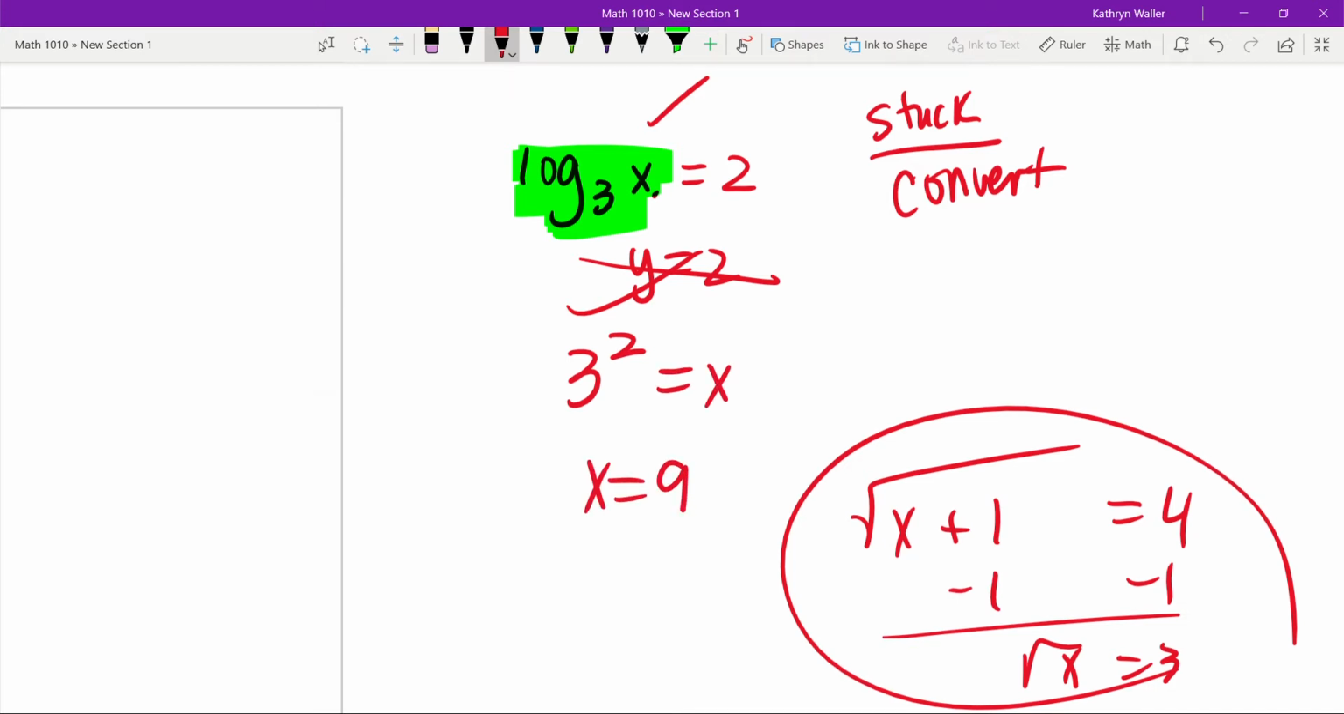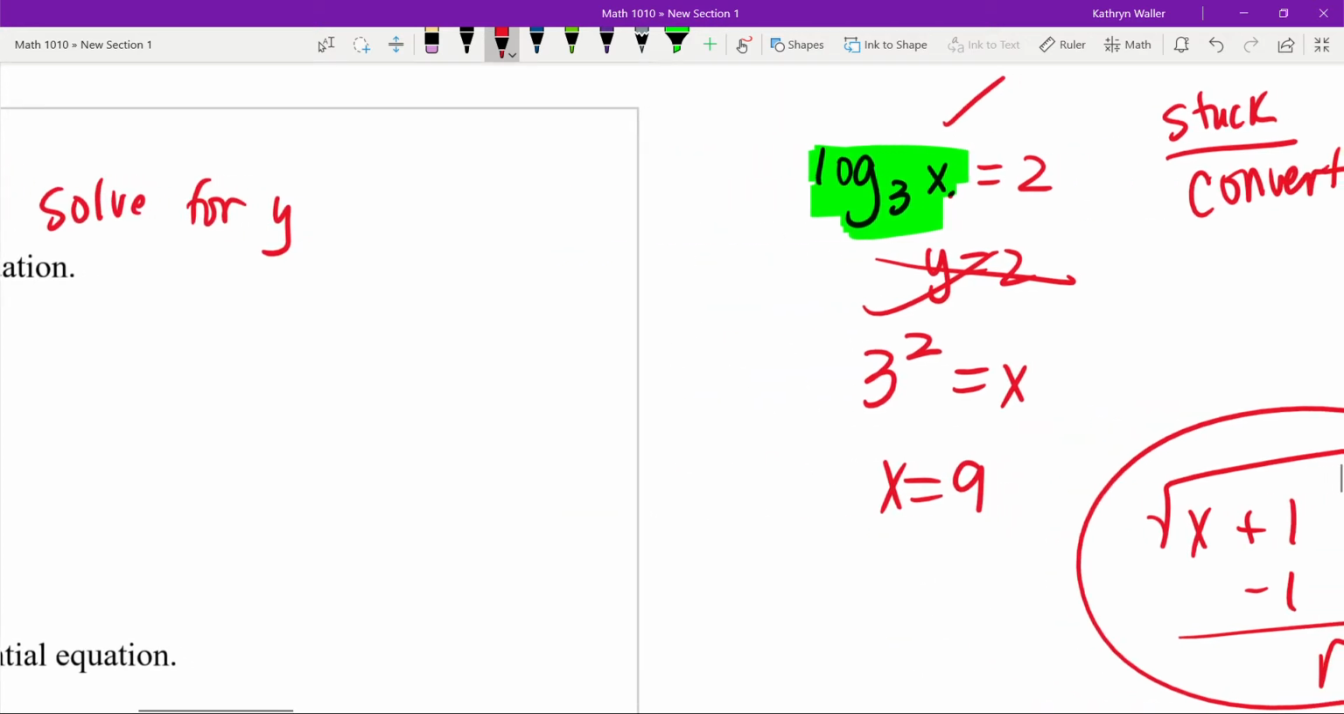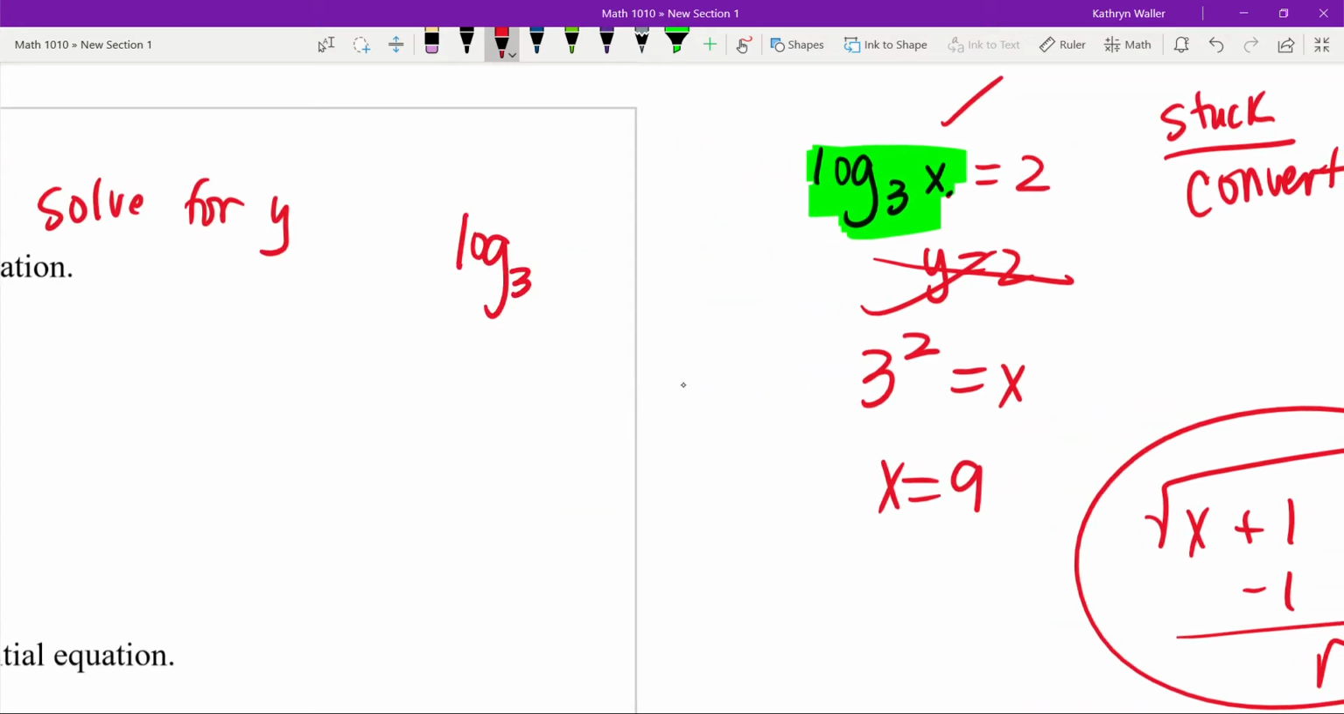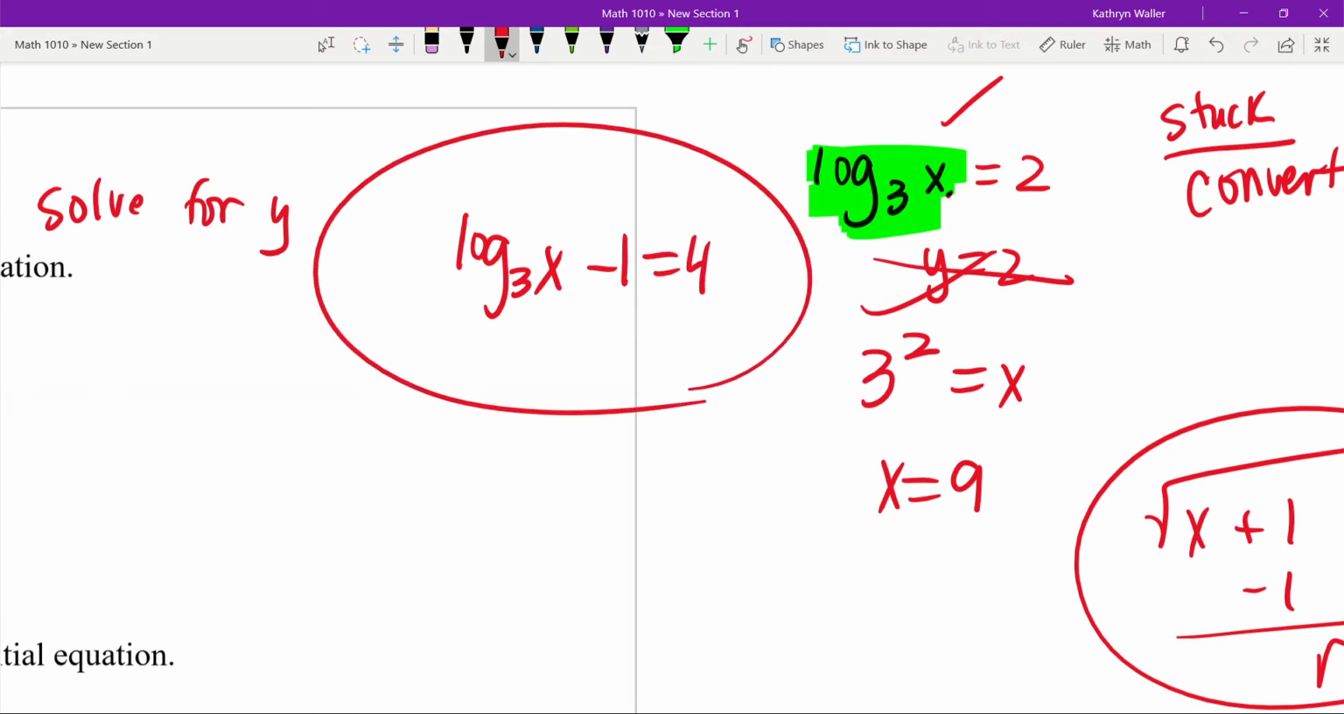Who says I understand all that you just said? Okay, look at this right here. Log base 3 of x minus 1 equals 4. Right there. Am I stuck? Tell me, everybody. Is the log all alone? Everybody in the room, 25 of you. Is it alone?